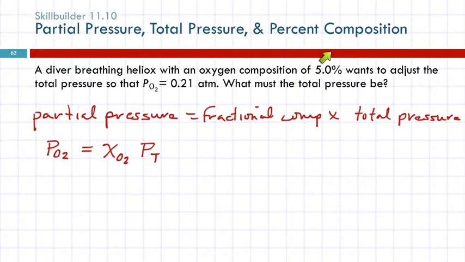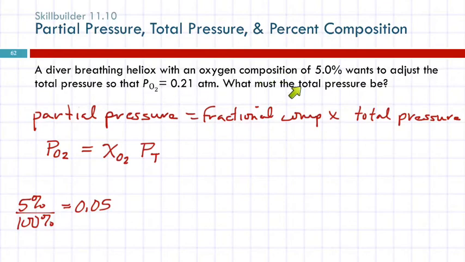We are given a percent composition. How do we get the fractional percent? I mean fractional composition. Divide by 100. So that's going to be 0.05. That's the fractional composition. The partial pressure is 0.21 atmospheres.